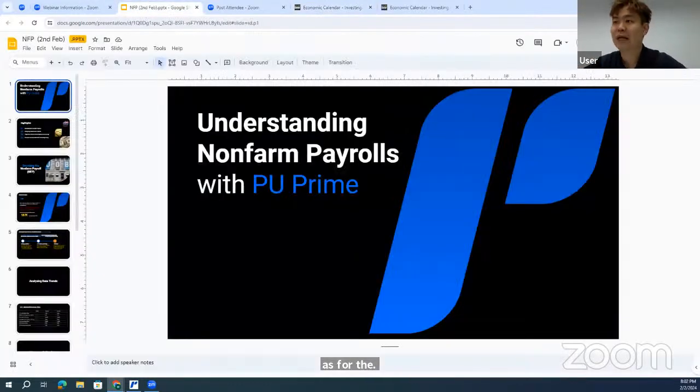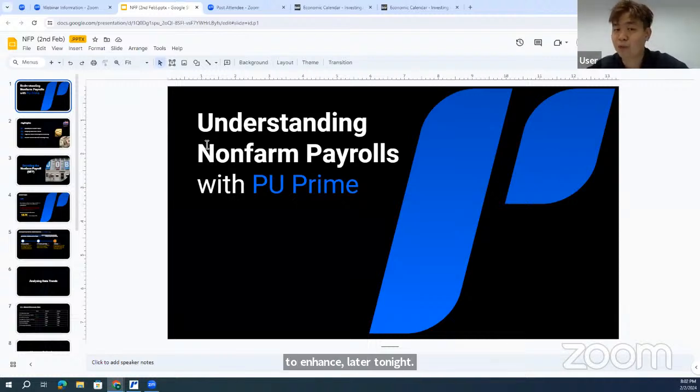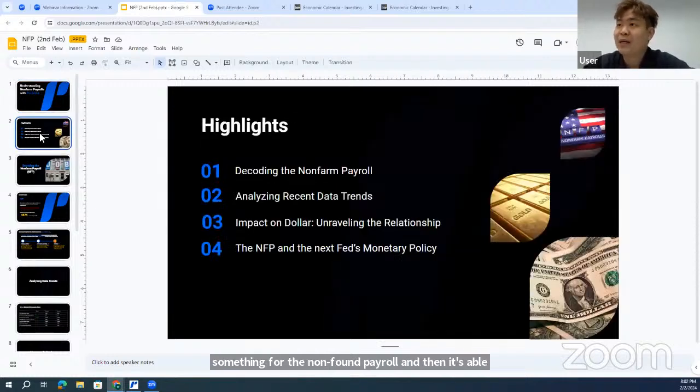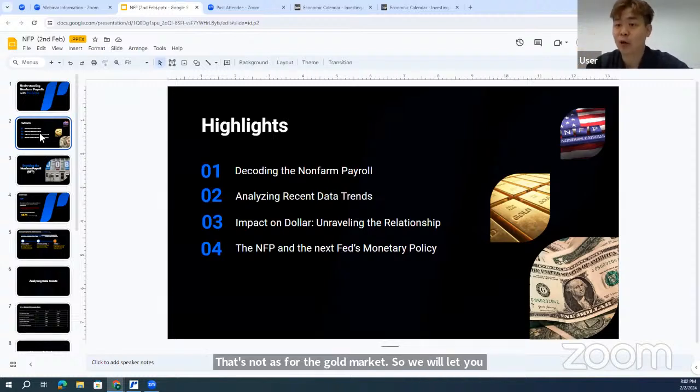For new traders, we really hope that you learn something about the non-farm payroll and are able to enhance your trading strategy later. This is the highlight. The first thing we will discuss is what the non-farm payroll is, and how and why it can affect certain asset classes, especially the dollar as well as the gold market. We will give you a brief understanding of what happens if NFP is very good or bad. And then later, we will also analyze the recent data trends.